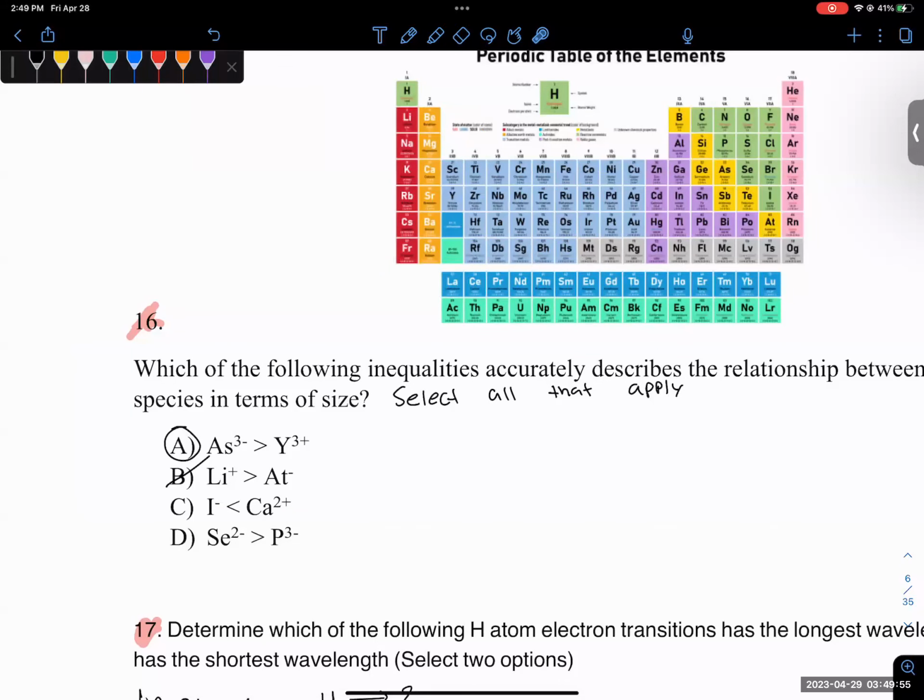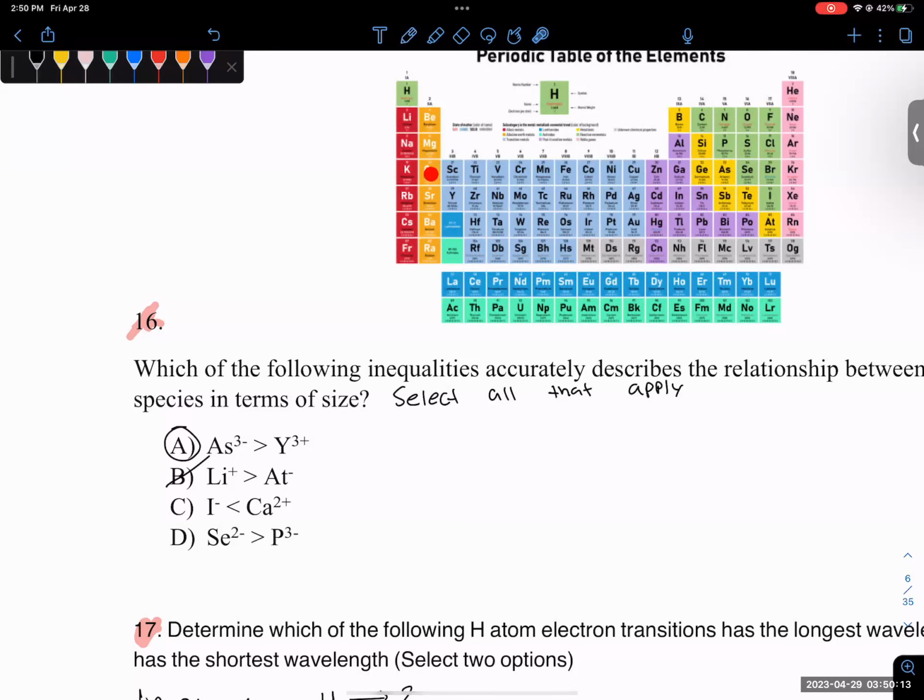All right. So let's go ahead and check this one out. What about C? Is calcium 2 plus going to be bigger or smaller than iodide?